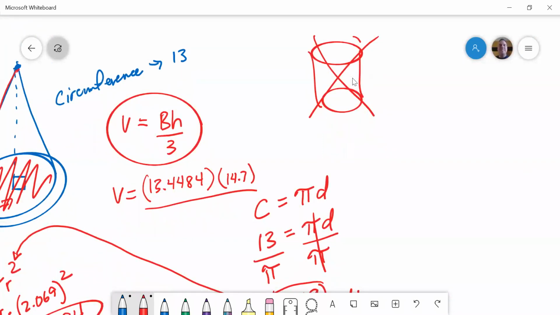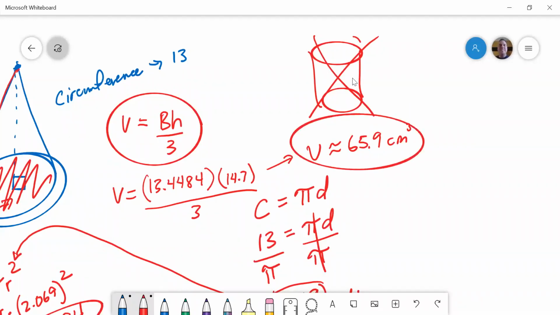We're going to divide it by 3. So 13.4484 times 14.7, enter, and then I'm going to divide that by 3, and I get, finally, we're at our final answer. The volume is approximately, because we rounded it, I got 65.9 centimeters cubed. That's our final volume here.